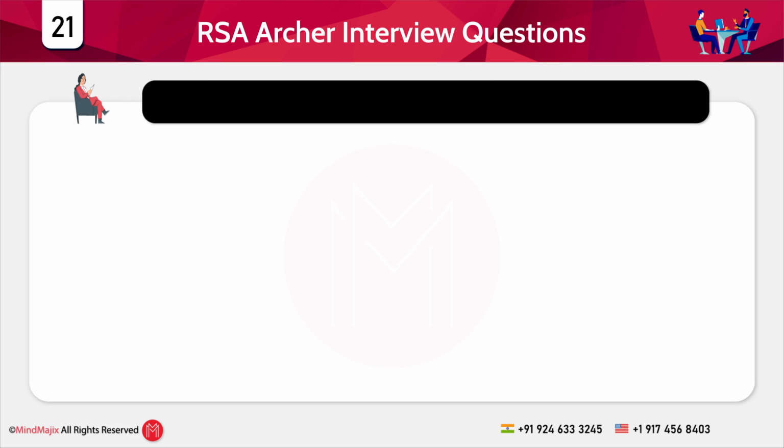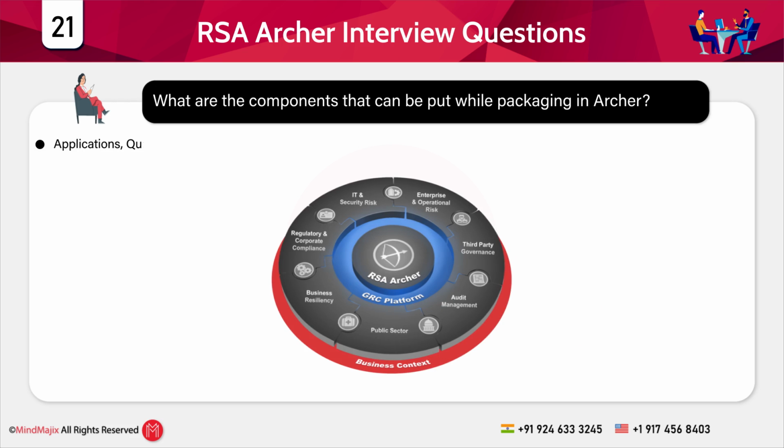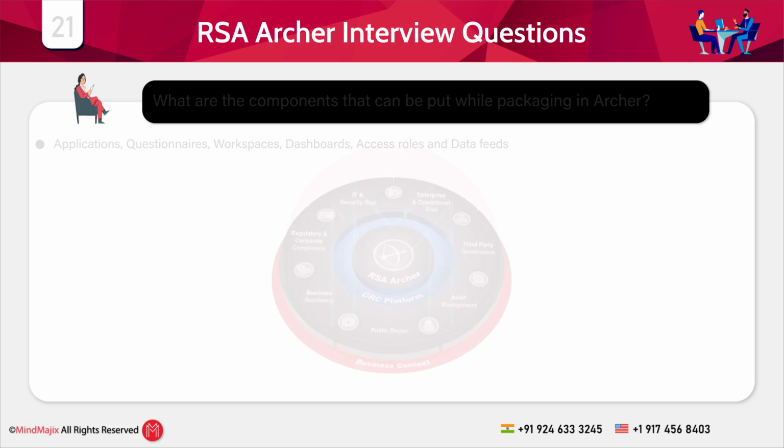Question 21. What are the components that can be put while packaging in Archer? So we package from one instance to the other. We package the configuration. What all we can package is, we can package the application, the questionnaire, the workspaces, the dashboards, access roles, and the data feeds also. Earlier, there were no data feeds. We used to export the data feed and import it. But now we can import the data feeds as well.